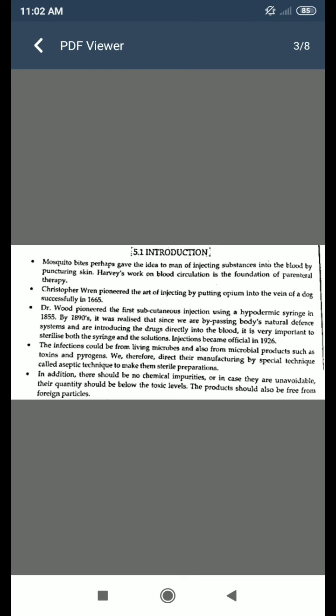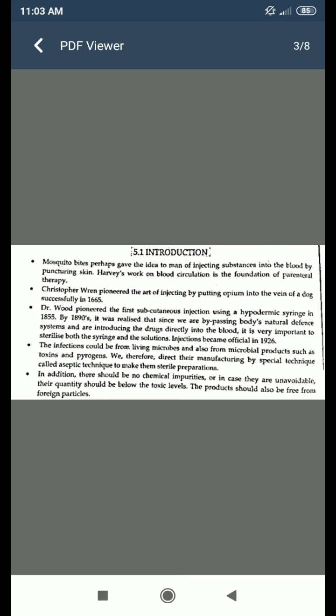By the 1890s, it was realized that since we are bypassing the body's natural defense system and are introducing the drugs directly into the blood, it is very important to sterilize both the syringe and the solution. Injections became official in 1926. The infections could be from living microbes and also from microbial products such as toxins and pyrogens. We therefore direct their manufacturing by special techniques called aseptic technique to make them sterile preparations.